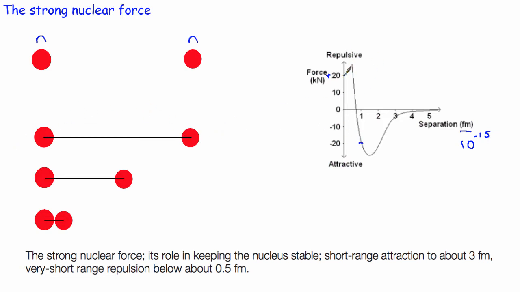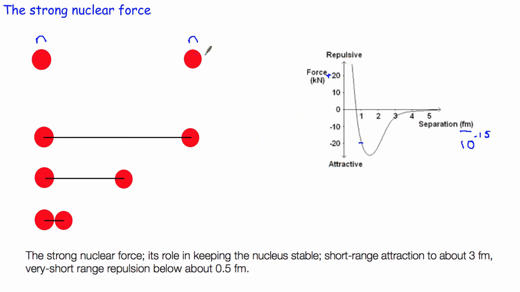If we have a look up here, we've got plus 20 kilonewtons, so now we've got a repulsive force, so these things are pushing each other apart, but again with a force of 20 kilonewtons. So the sign tells us in which direction the force is acting, whether it's attractive or it's repulsive.